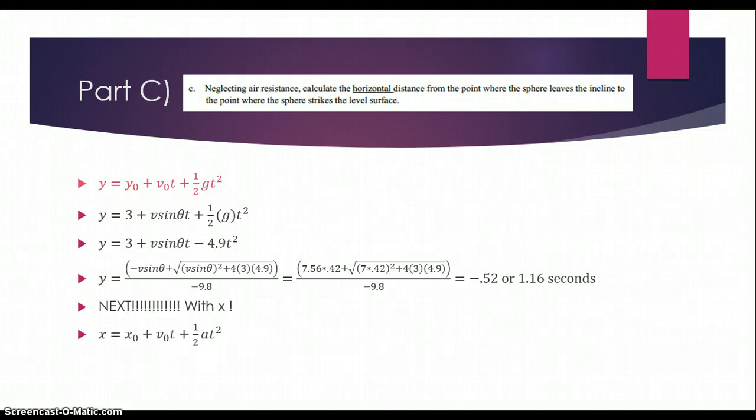So we use the same equation except in the x direction. We use x equals x naught plus v naught t plus 1/2 at squared. We know that x naught is 0, and there's no force acting in the x direction, so the acceleration is also 0. So we get x equals v naught t. We plug in for v naught, 7.56 times cosine theta, because now we need to look at the velocity only in the x direction. Multiply that by 1.16 seconds, and we get 7.93 meters as the distance from the point where the sphere leaves the incline to the point where the sphere strikes the level surface.